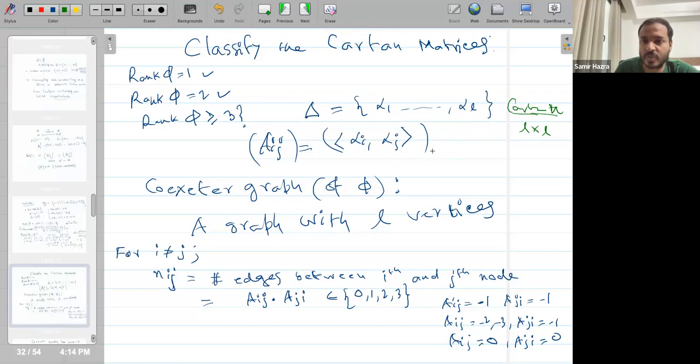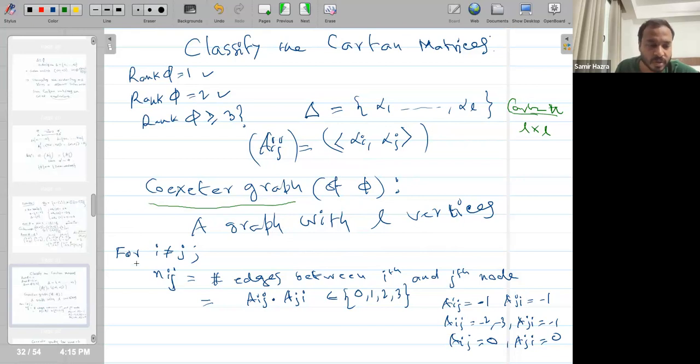So actually, therefore, we try to assign diagrams to root systems. Okay, so some graphs or diagrams, they are called the Coxeter graph of phi, the root system phi. So what is it? This Coxeter graph is actually a graph with L many vertices. So L is what? L is the number of simple roots in the base. L vertices, and where are the edges?